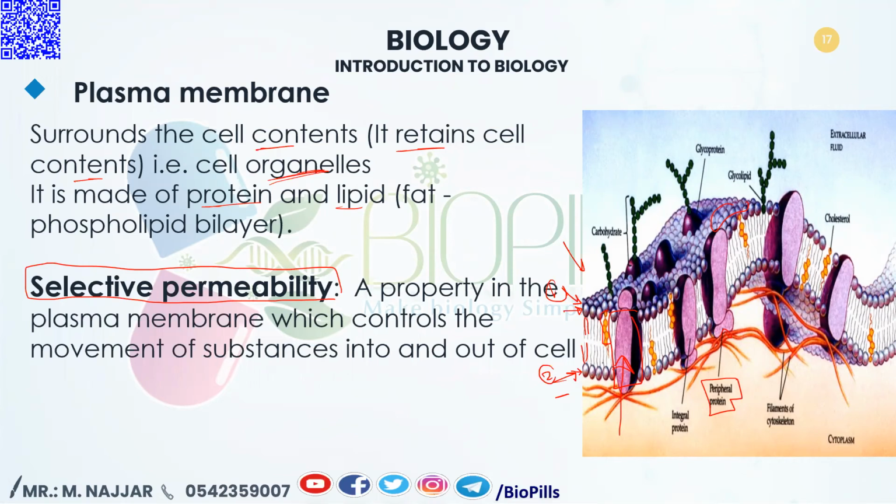The plasma membrane has a very important feature, which is known as selective permeability, or semi-permeability, or it is partially permeable. So selective permeability is a property of the plasma membrane which controls the movement of substances into and out of the cell, controlling the passage of substances in and out of the cell. And this is an important question that came in the exam in this particular part of the ultrastructure of the cell.